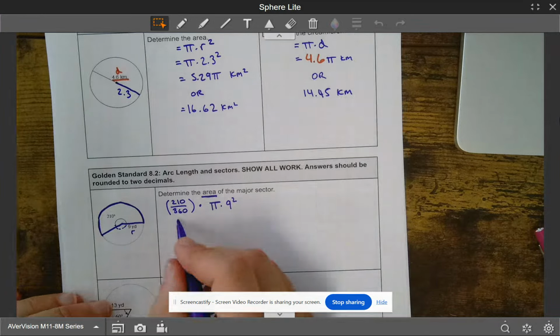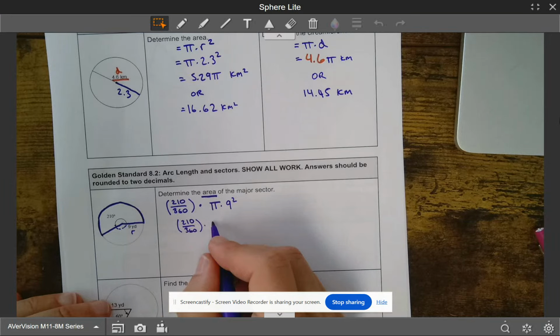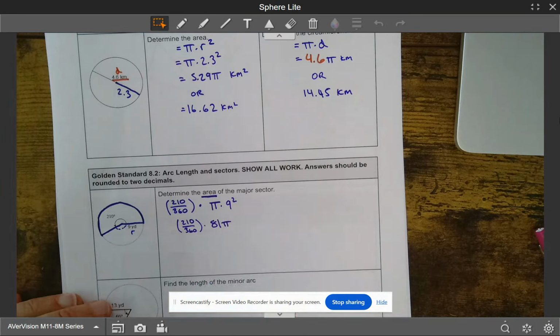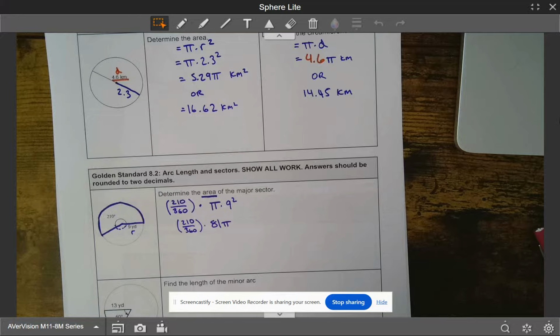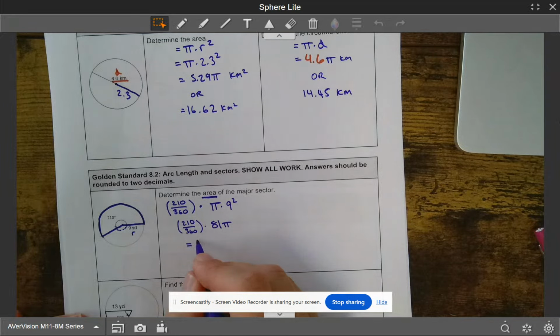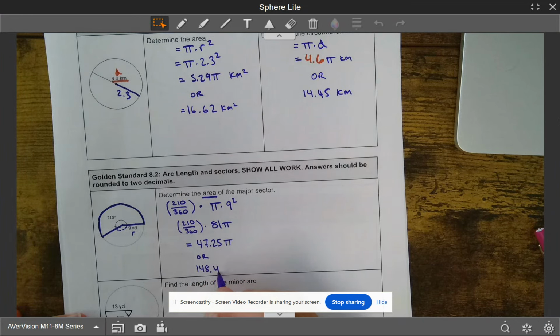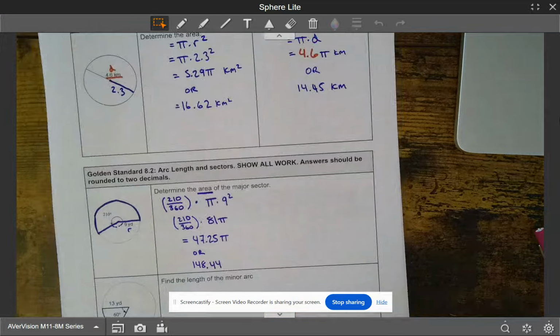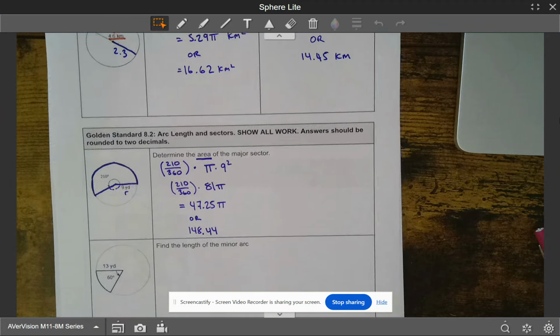Okay. So we're going to keep that fraction, 210 divided by 360. 9 squared, 9 times 9 is 81. So 210 over 360 times 81 pi. Multiply those together, you get 47.25 pi. Or if you're looking for an approximate answer, that's about 148.44. So that is one way on how to find the sector.